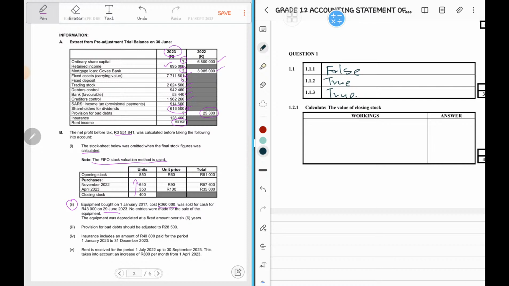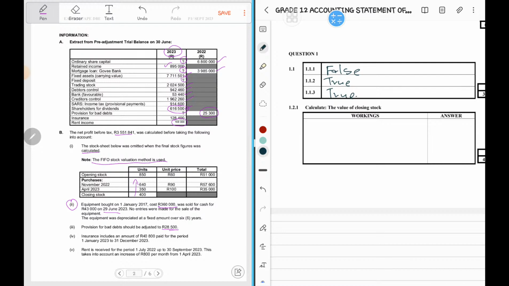Then again, this will also affect our carrying value for the fixed assets at the end of the year, and will also calculate the profit or the loss that was made on the sale or this disposal. Okay, then we also have the provision for bad debts. The same provision for bad debts should be adjusted to 28,500.